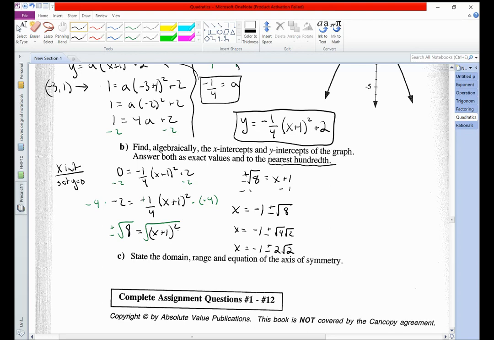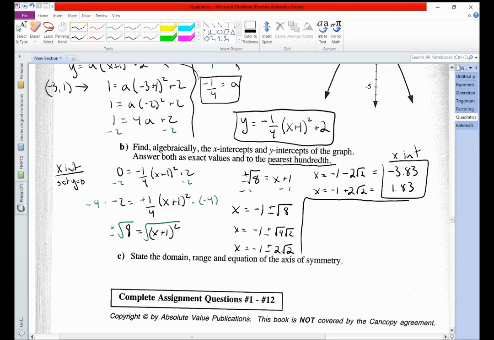So to actually solve the values of those, you're going to have to do, running out of room already. So one of them is going to be x is equal to negative 1 minus 2 root 2. And the other one's going to be x is equal to negative 1 plus 2 root 2. And if you do those on your calculator, you're going to get negative 3.83 and 1.83 as your x-intercepts. And again, I left myself no room to do the y-intercept, so let's see if we can sneak that in.